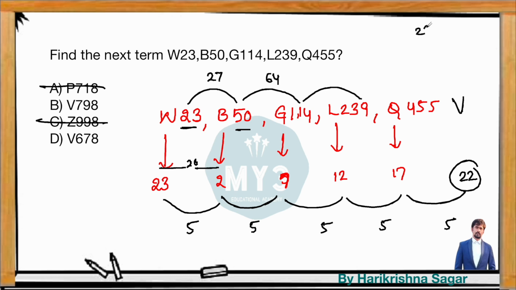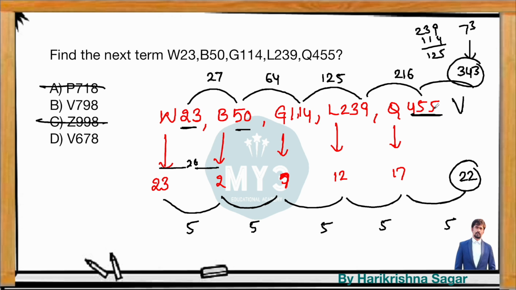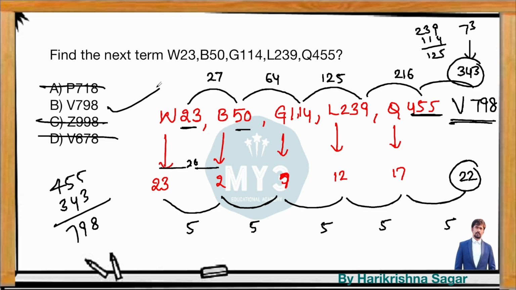Let's look at the next difference. 239 minus 114. If you find the difference, we get a result of 125. That means 5 cube. Next, a 6 cube difference will come. So the next one will maintain a difference of 7 cube. What is 7 cube? The 7 cube value is going to be 343. So it will maintain a difference of 343 from 455. So 455 plus 343 will give you your actual answer, 798. So 798 should be the term after V. So the answer must be B. Eliminate option D.